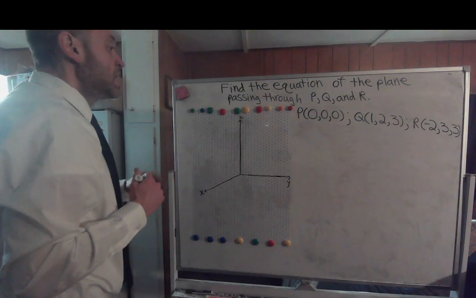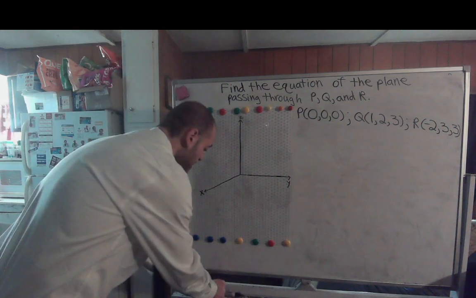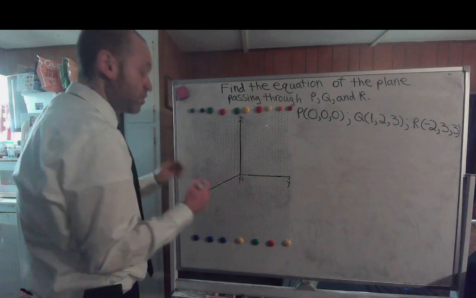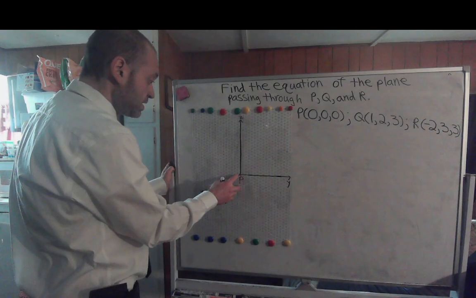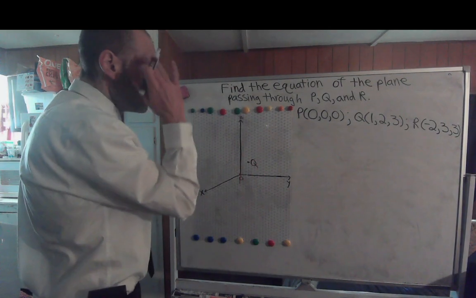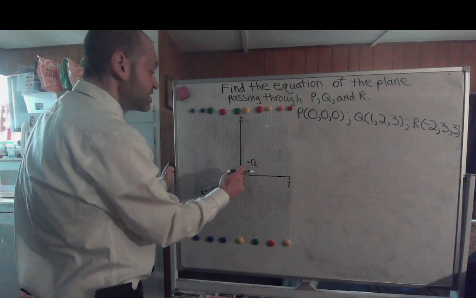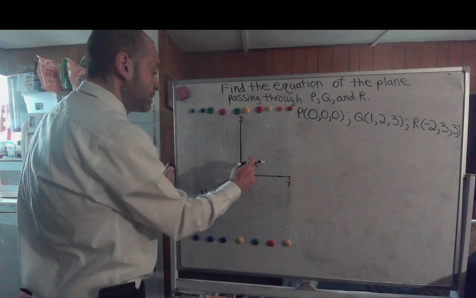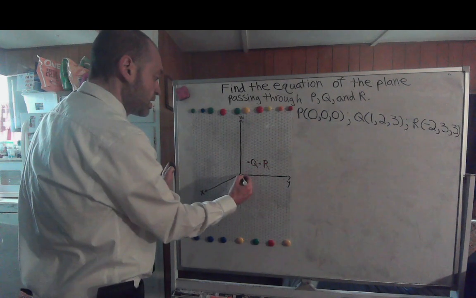So it might help if we plot the points to understand what exactly we're looking for. Let me change color. So here's point P, right at 0, 0. Point Q is going to be at 1, 2, 3, right about here. Here's point Q. Point R is going to be at -2, 3, 3. So here's point R.